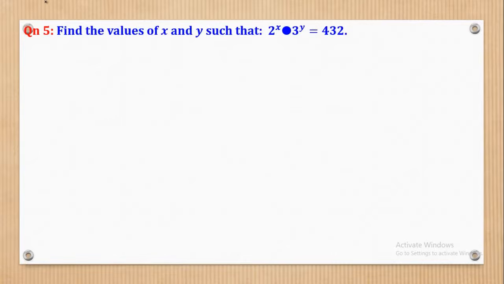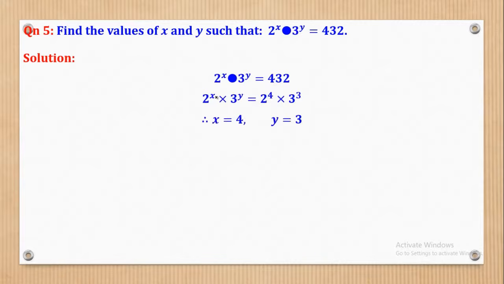And now we shall go to question 5, which says find the values of x and y such that 2 to the power x multiplied by 3 to the power y is equal to 432. This dot means multiplication in A-level. Now first of all, you shall remember that 432, when you prime factorize, will be equal to 2 to the power 4 multiplied by 3 to the power 3. After that, we shall just compare, because this and this, it implies that x is equal to 4. Then this with this, it implies that y is equal to 3. So basically that's what they wanted.